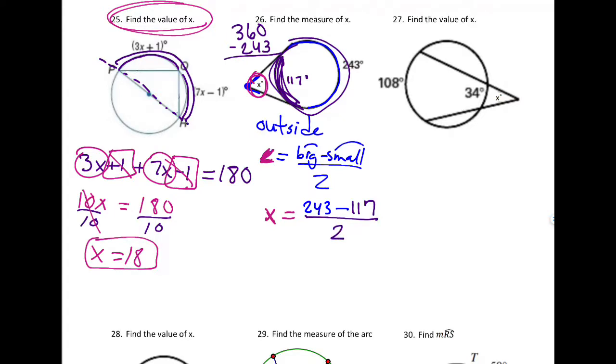So there's no solving to do since x is already by itself. So you just put this in the calculator, see what you get. So 243 minus 117 divided by 2.